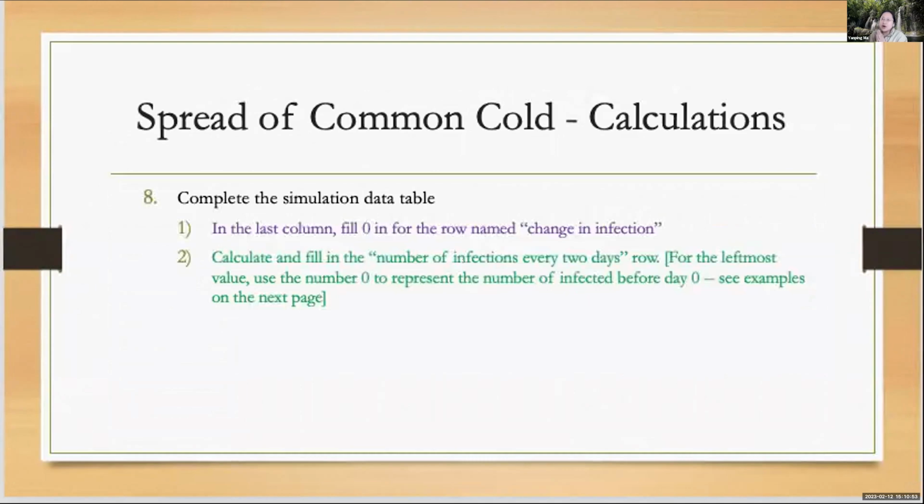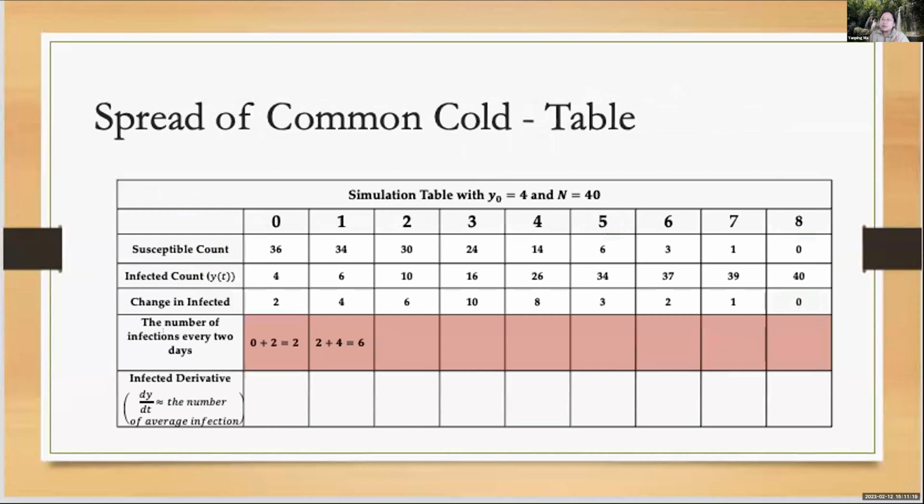Part of the reason we want to do this is we want to improve. We do understand changing infection is a rough estimation of the derivative. We want to improve our calculation just a little bit. So that's why we are taking the average of the current and the previous change in the infected value, to help us calculate the infection rates a little bit later. That's why I'm taking the number of infections every 2 days and doing the calculation, filling in this whole row.